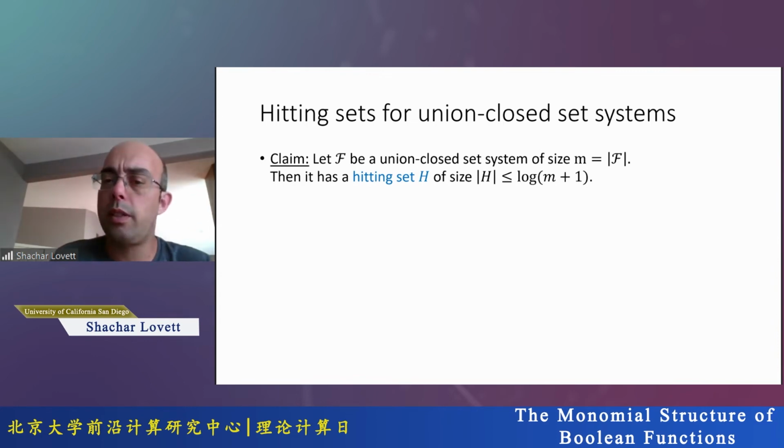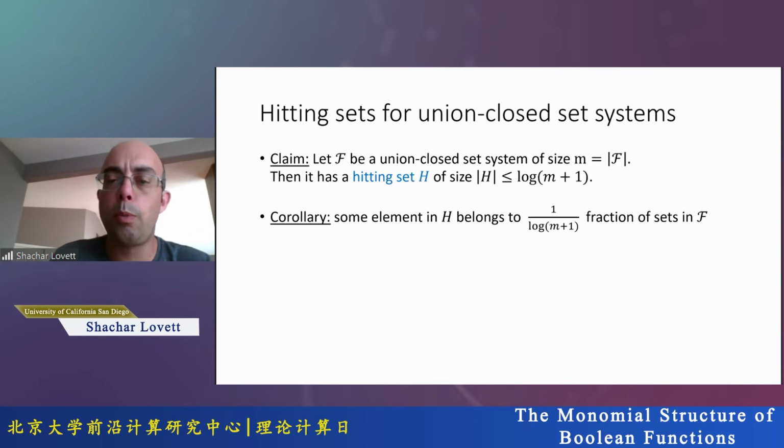So how can we prove this? By the way, before I prove it, here's the corollary. If I have log M or log M plus 1 elements that intersect all the sets, then there has to be some element that belongs to a 1 over log M fraction of the sets. And this is the best result known in general. I mean, there are some things known in special cases, but in general, that's all that we know. And the proof of this claim is really like a 3-line proof. It's really sort of embarrassing that we can't prove anything much stronger.